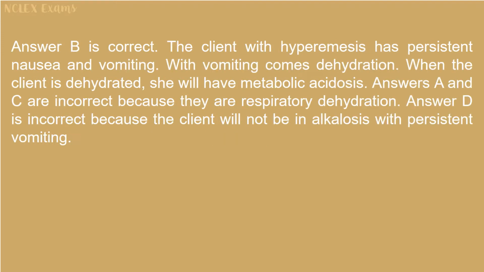Answer B is correct. The client with hyperemesis has persistent nausea and vomiting. With vomiting comes dehydration. When the client is dehydrated, she will have metabolic acidosis. Answers A and C are incorrect because they are respiratory without dehydration. Answer D is incorrect because the client will not be in alkalosis with persistent vomiting.